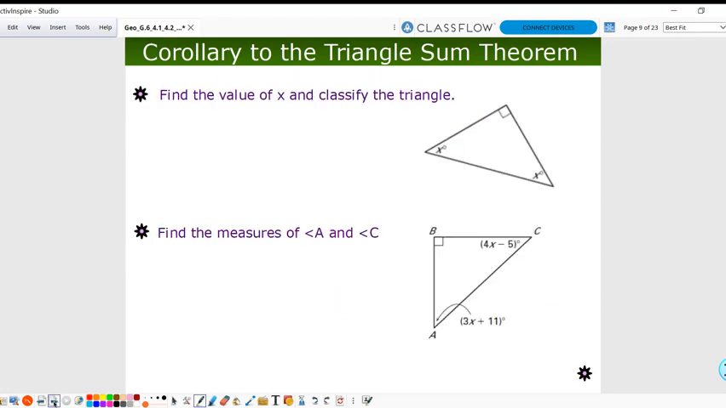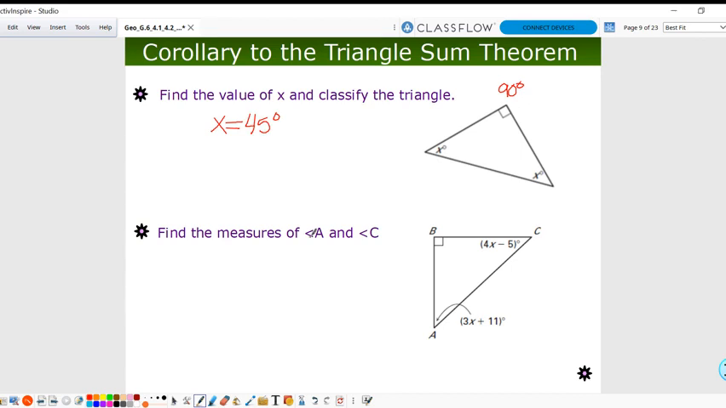Find the value of x and classify the triangle. So if I know this is a right angle and it's 90 degrees, I have 90 degrees left over for these other two angles. They're the same measure, so x must equal 45 degrees.